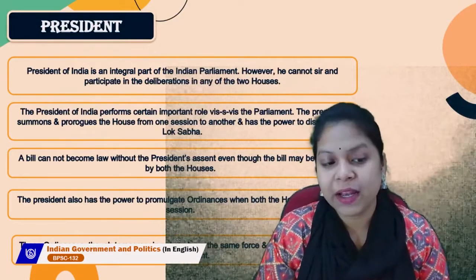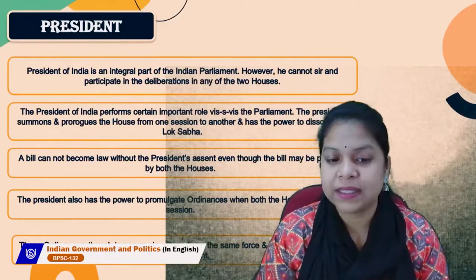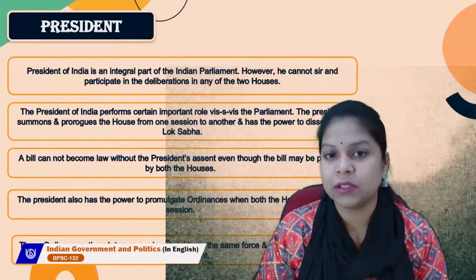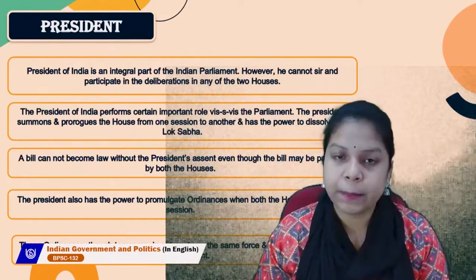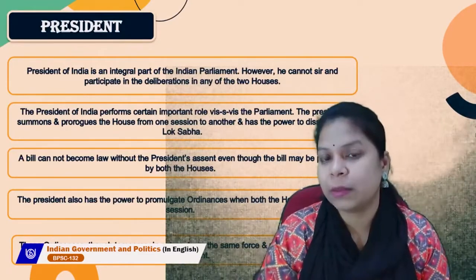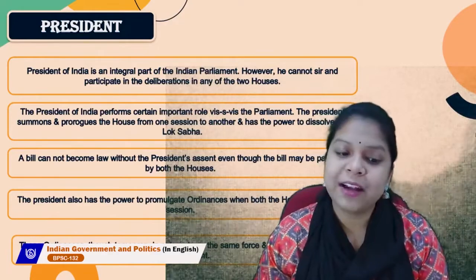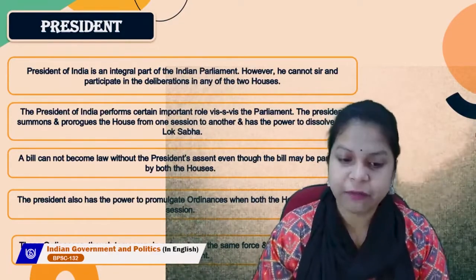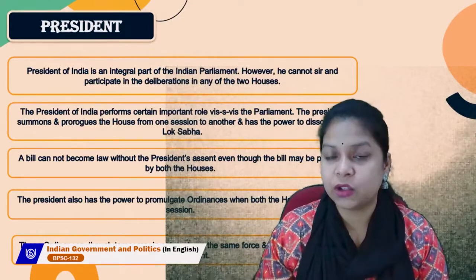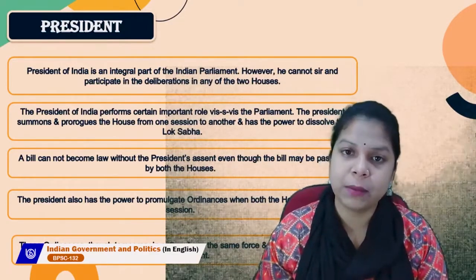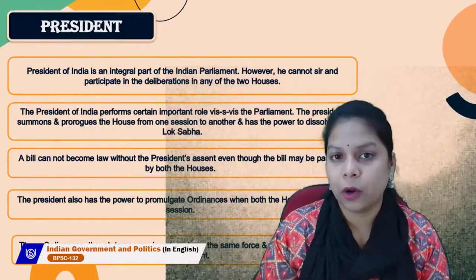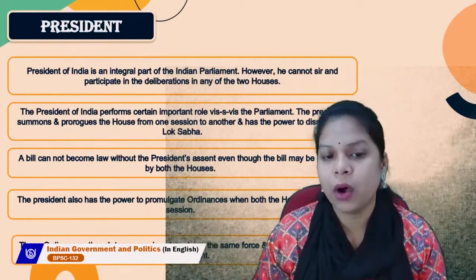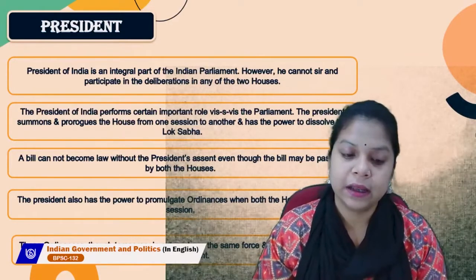A bill cannot become a law without the President's assent, even though the bill may have been passed by both the houses. Suppose there is a bill which is passed by both Lok Sabha and Rajya Sabha, but that bill cannot become an act or a law if it is not signed by the president. So the president's signature is very important for a bill to become a law.